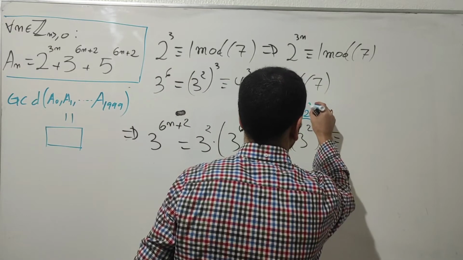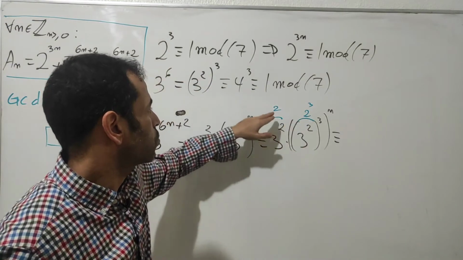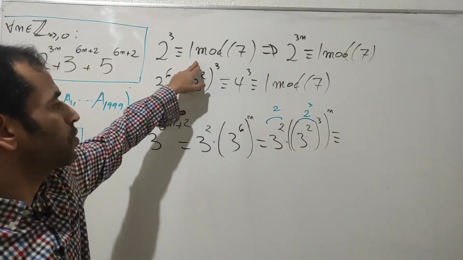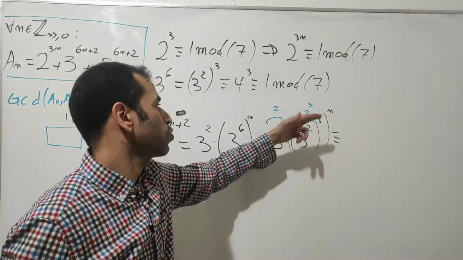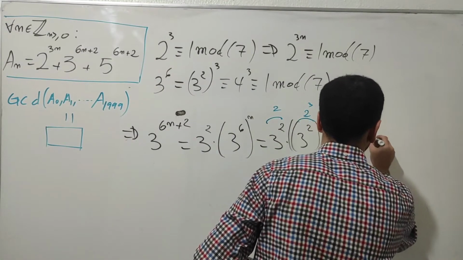You have 2 to the 3. 2 to the 3 was 1. 1 is multiplied by 2. Clearly 2 to the 3 was 1 mod 7. 1 to the n, which is 1. 1 multiplied by 2, which is 2. So we get 2 mod 7.